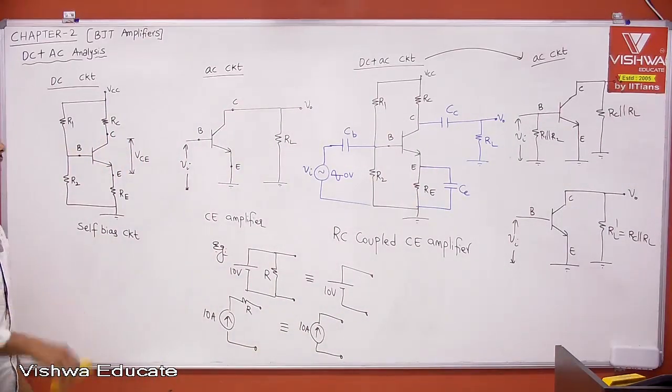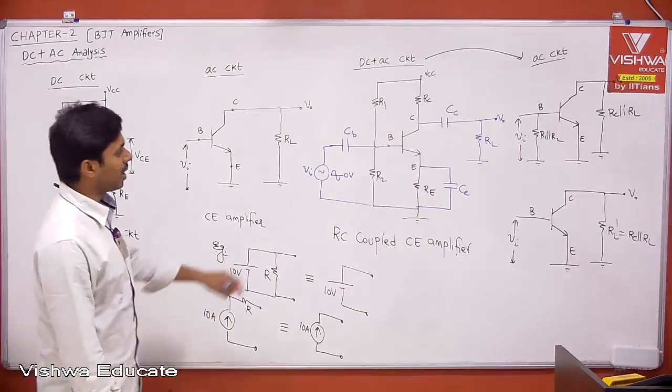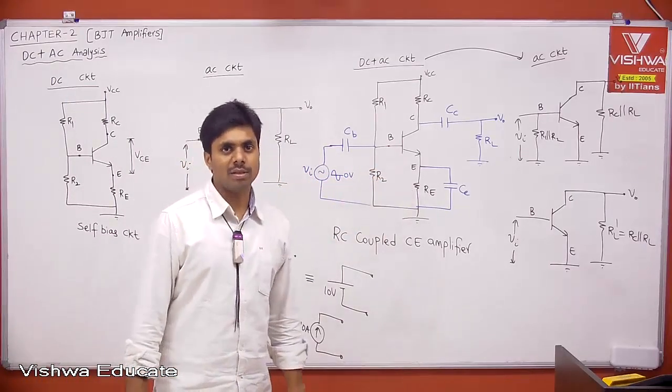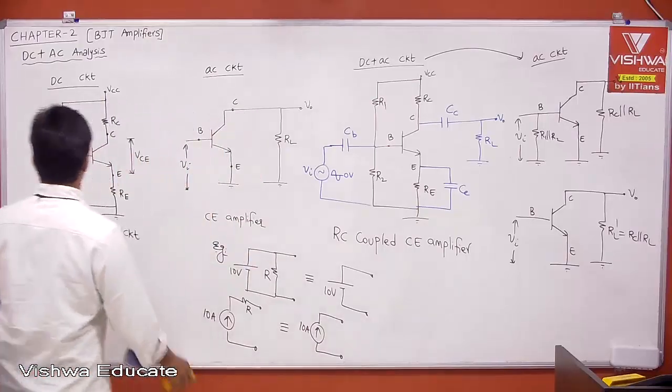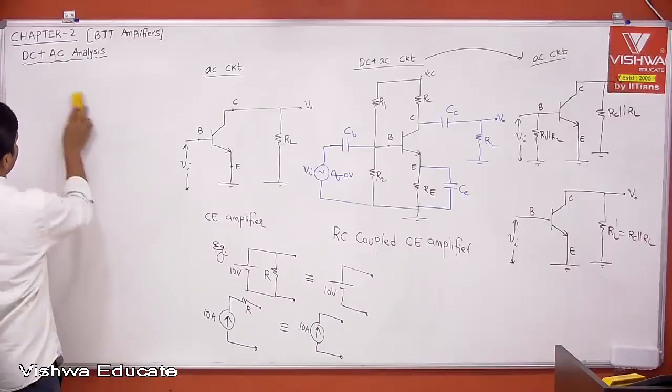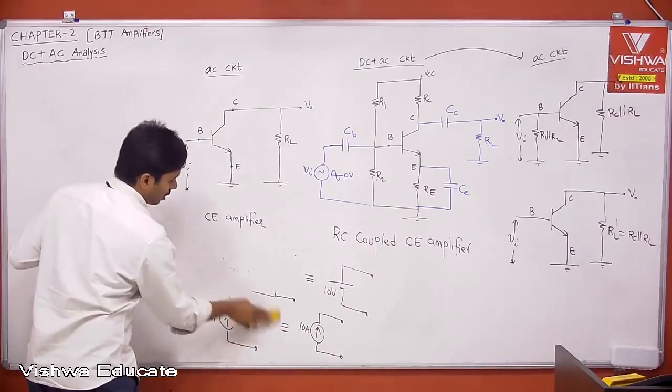Now, I think this is the time to explain why we are using self bias circuit in DC analysis. Why not collector to base bias, right? Maybe this is the reason. Let's do DC plus AC analysis, okay?